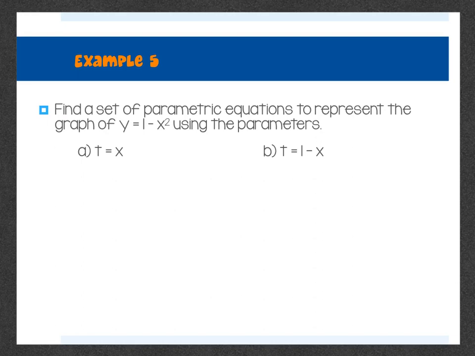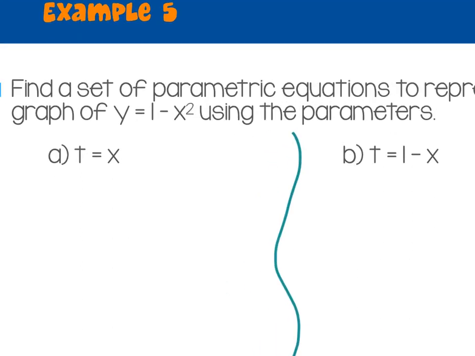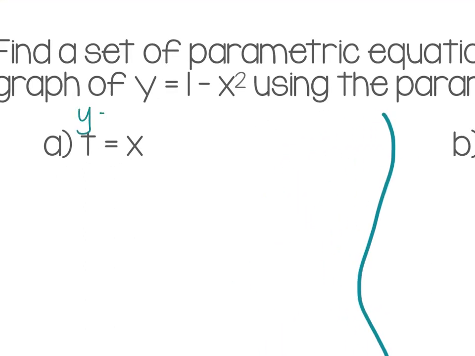So last example, example 5, is actually two parts. Don't let this confuse you. Those are two totally separate questions. The directions are just the same for both. So it says find a set of parametric equations to represent the graph of y equals 1 minus x squared using the parameters, and a is t equals x. So the two equations given to you for the first one is y equals 1 minus x squared, and the other one is t equals x.